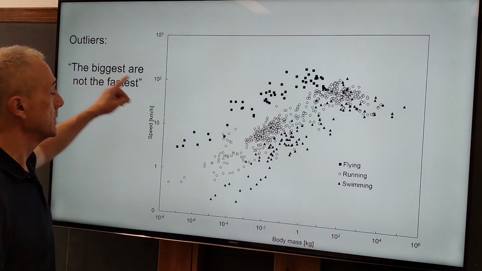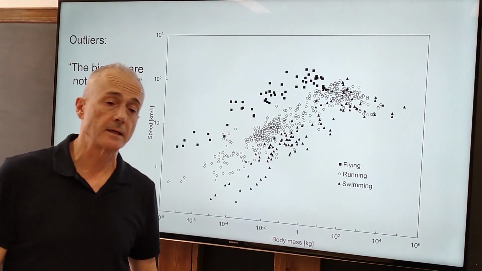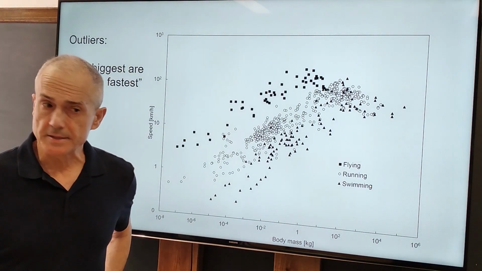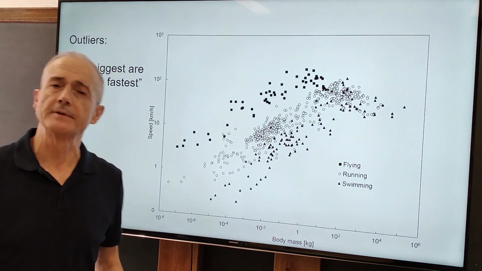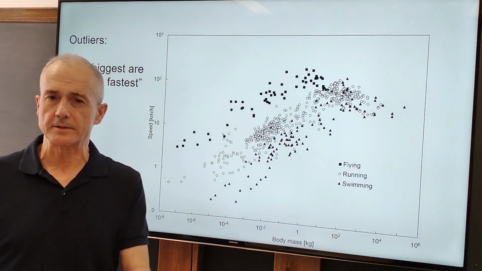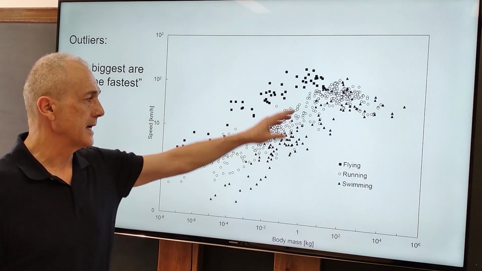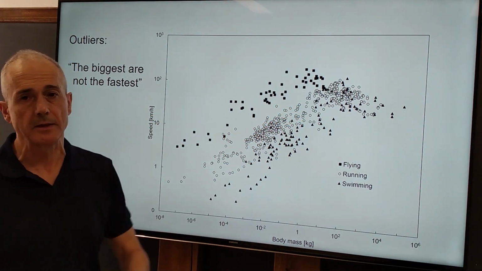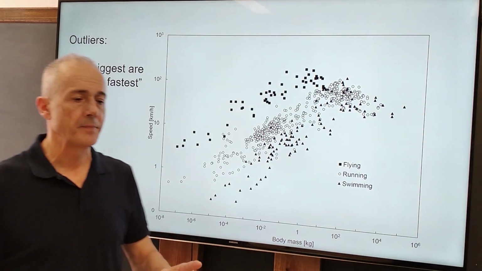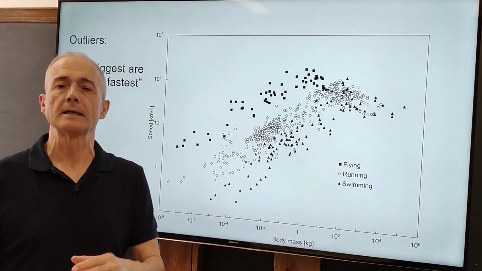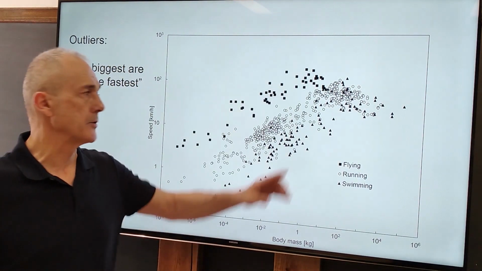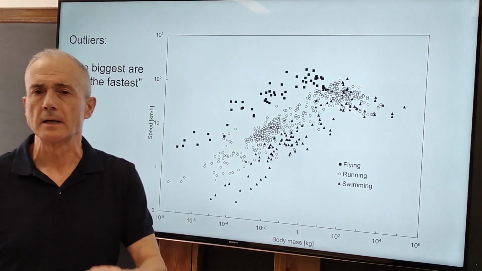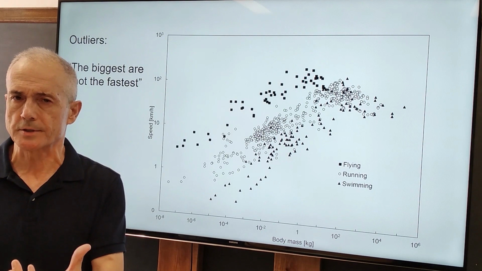And this hump has been used by many as an argument that the general trend is incorrect, and the slogan of that particular point of view is that the biggest are not the fastest. It turns out that, in fact, the biggest are the fastest. What we have here as coming from zoology are the maximum speeds. And of course, the maximum speeds of animals have to do with the lifestyle of the animals. So the fastest animals, flyer, runner, or swimmer, are in fact the predators.